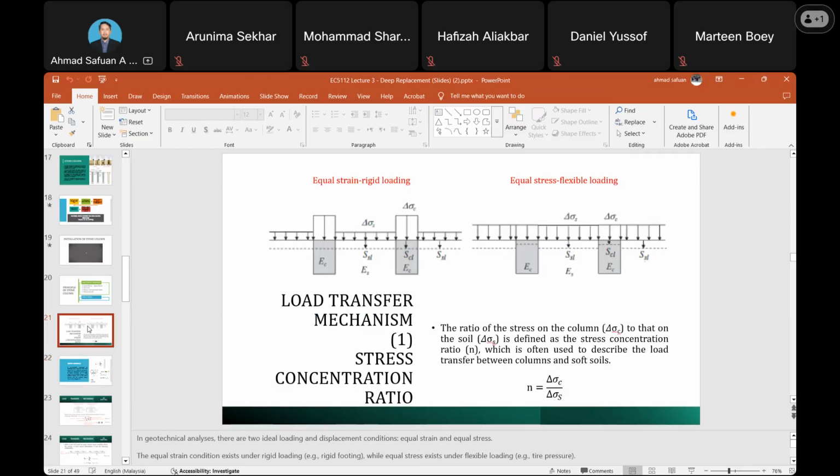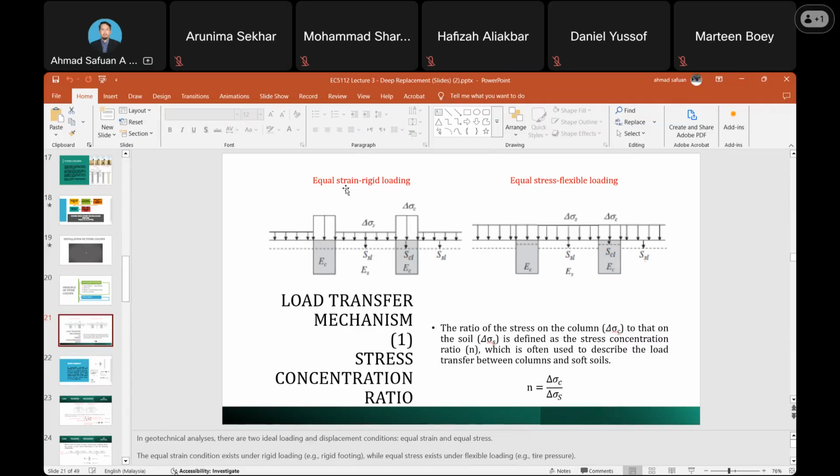So the first one is the load transfer mechanism, which is called the stress concentration ratio. The ratio of the stress on the columns, delta sigma C, to that on the soil, delta sigma S, is defined as the stress concentration ratio, which is often used to describe the load transfer between the columns and the soft soil.